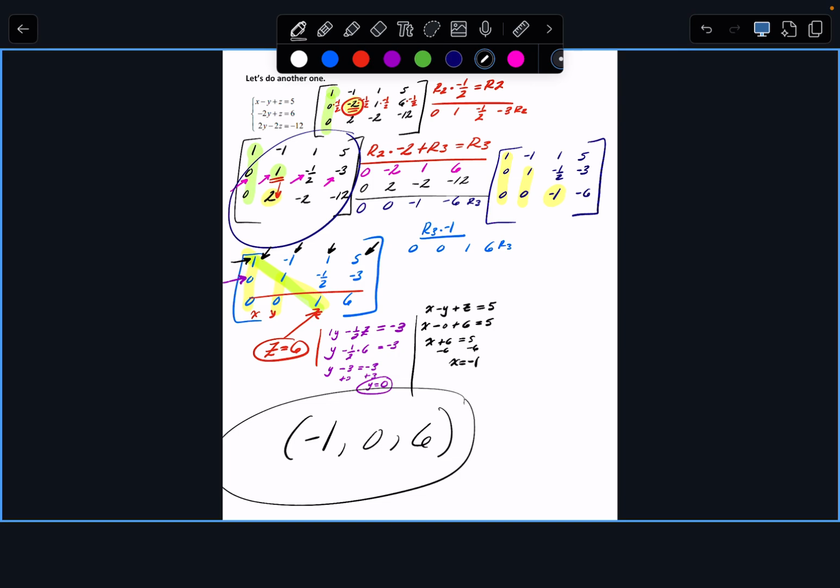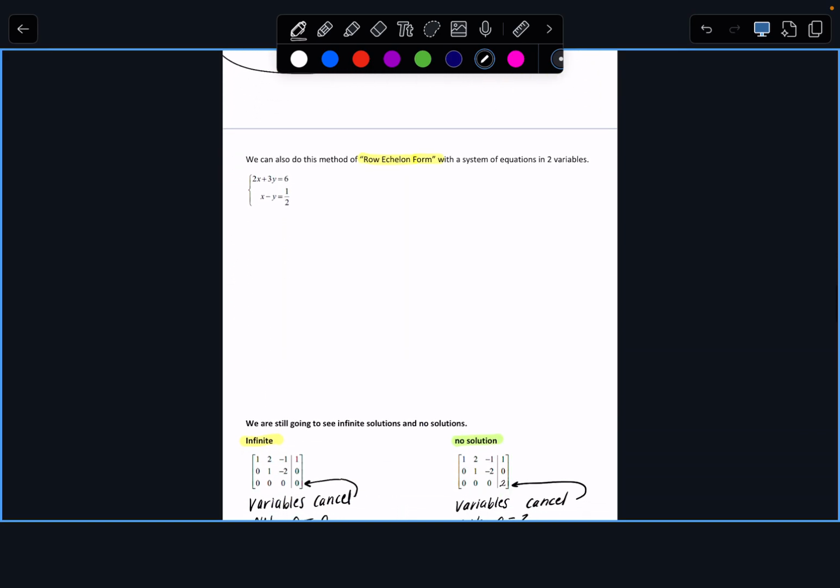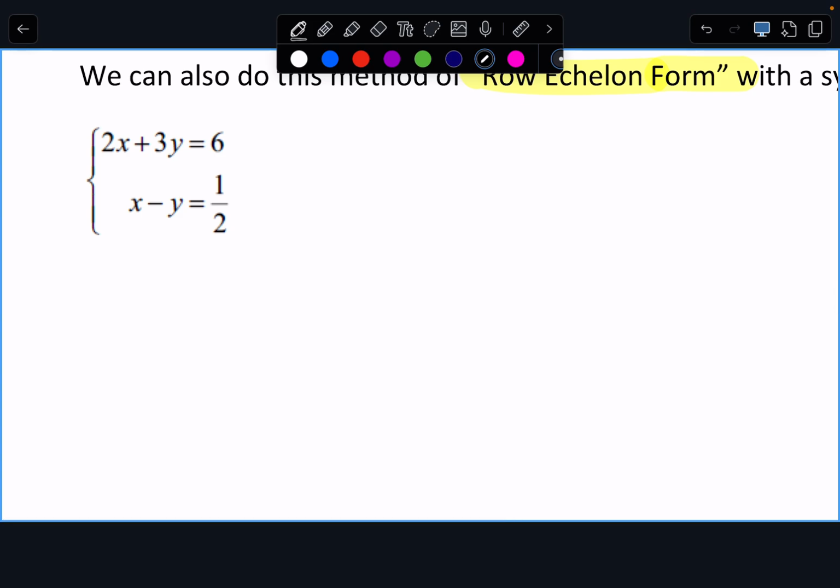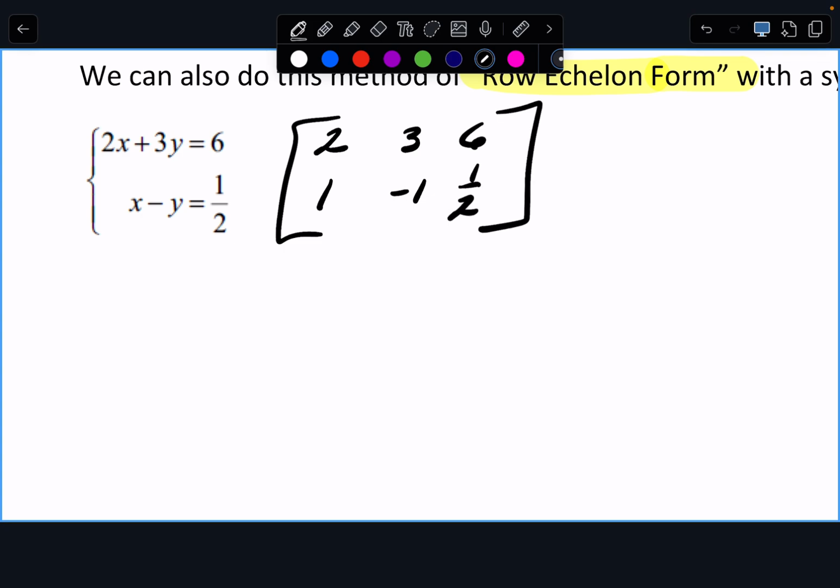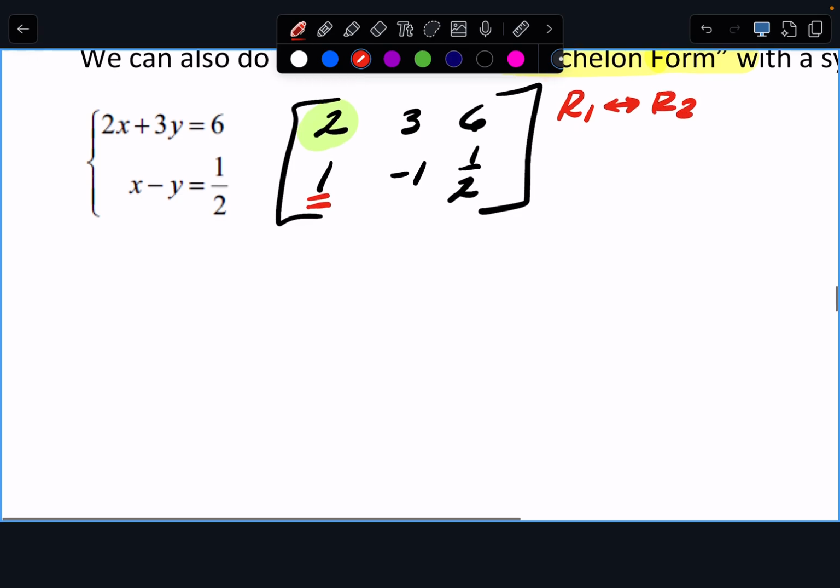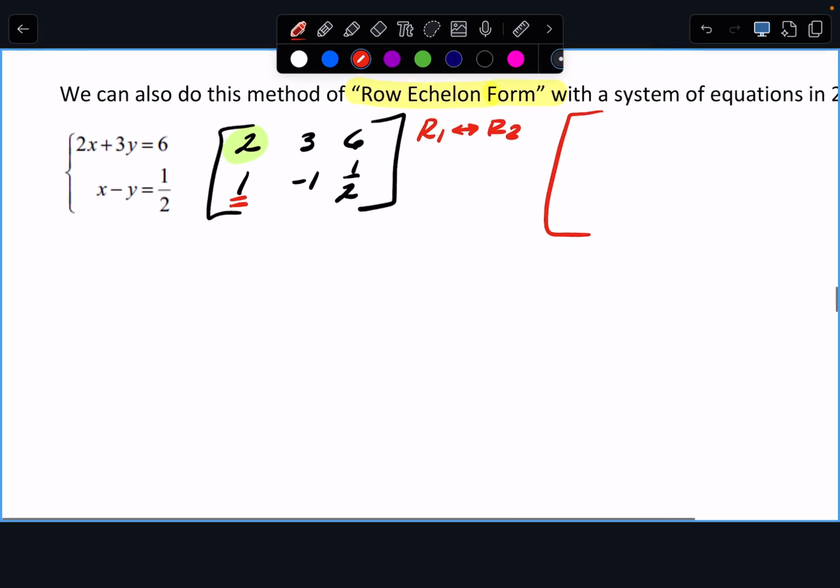Okay. You good out there, everyone? We're good. Okay, now we can do it with two variables. Let's do it. So coefficients 2, 3, 6, 1, -1, 1/2. Now, if we need a 1 in this position, wouldn't you agree that this is already a 1? Then switch row 1 and 2. You can switch rows. Of course we can.